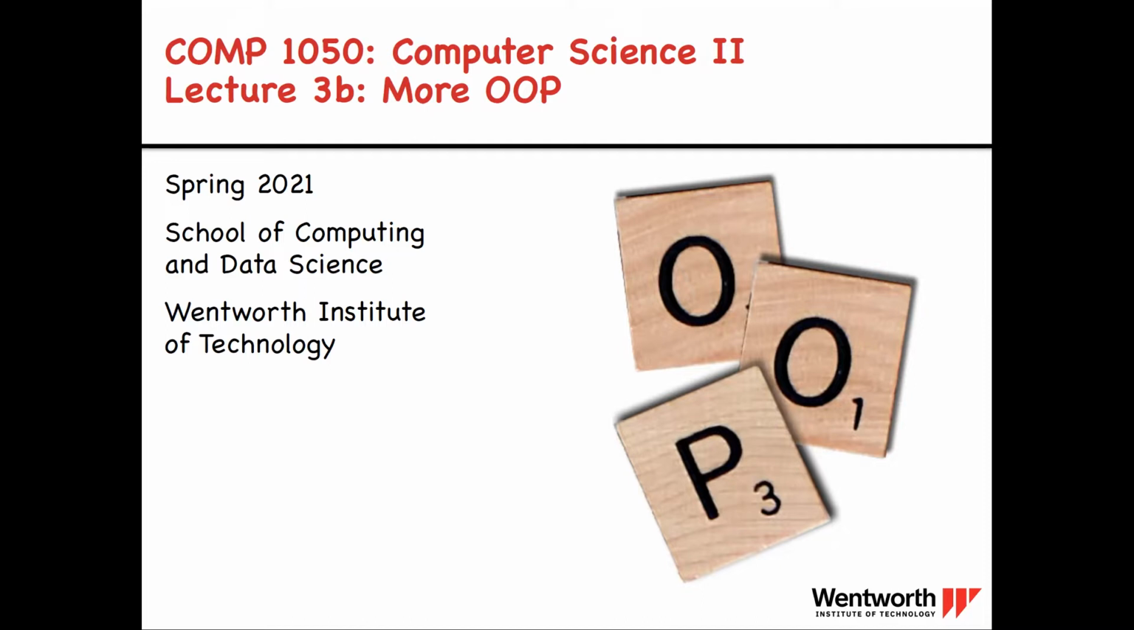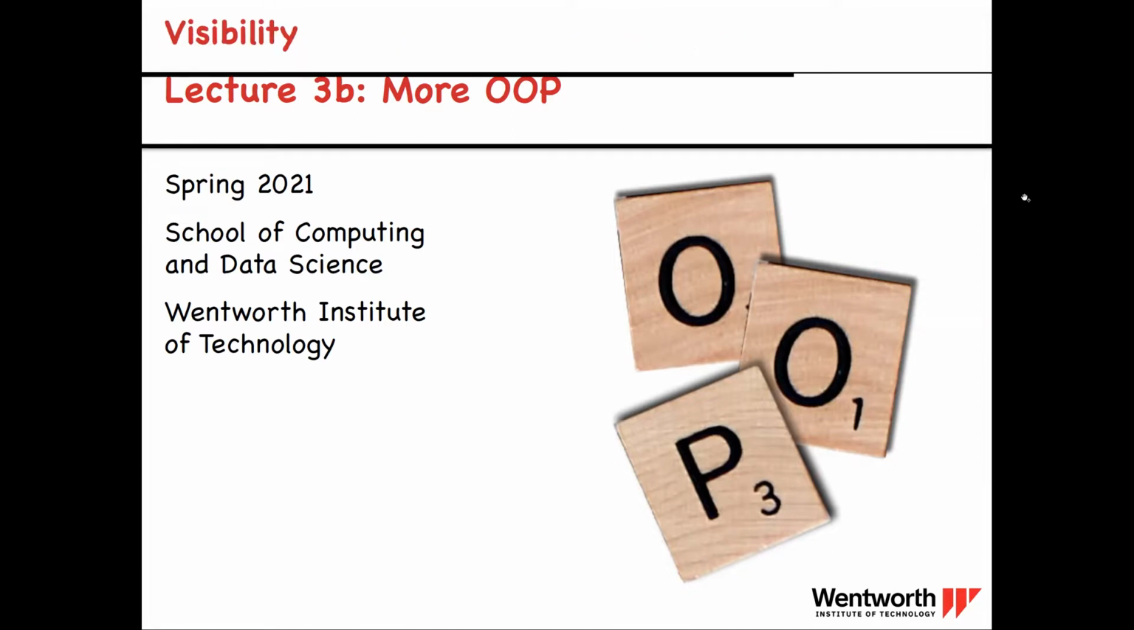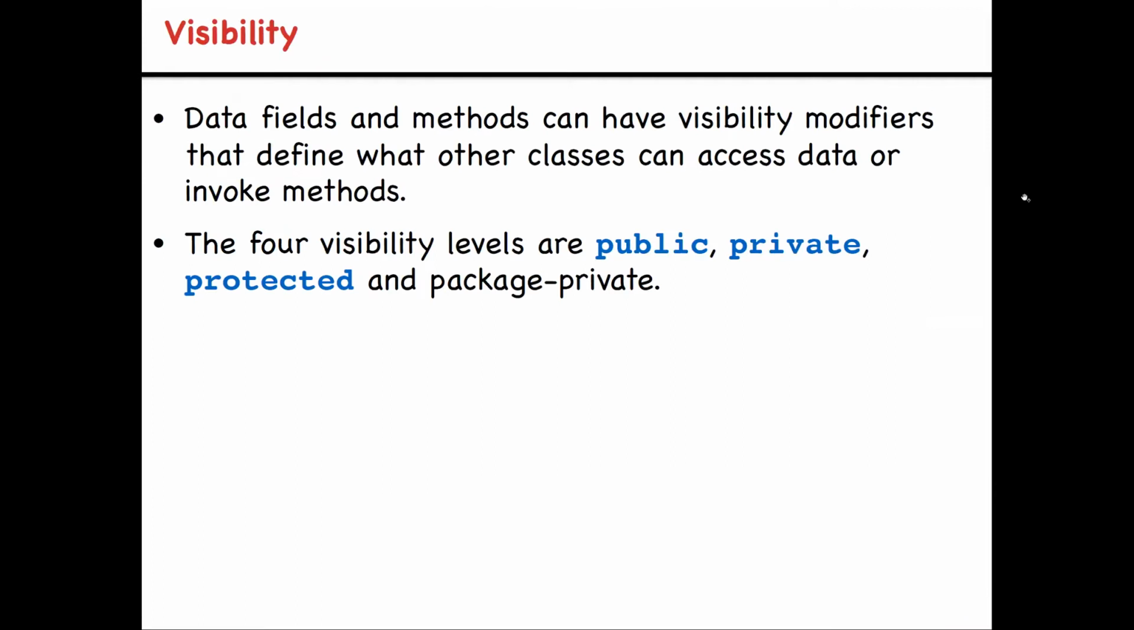I have a few functions to show you, a few built-in things that Java allows you to do with classes, and we'll talk about a few more keywords that are related to object-oriented programming. So the first thing I want to mention today is about visibility.